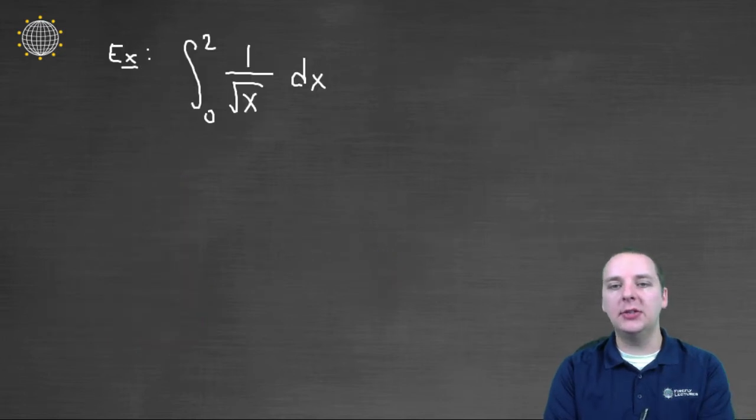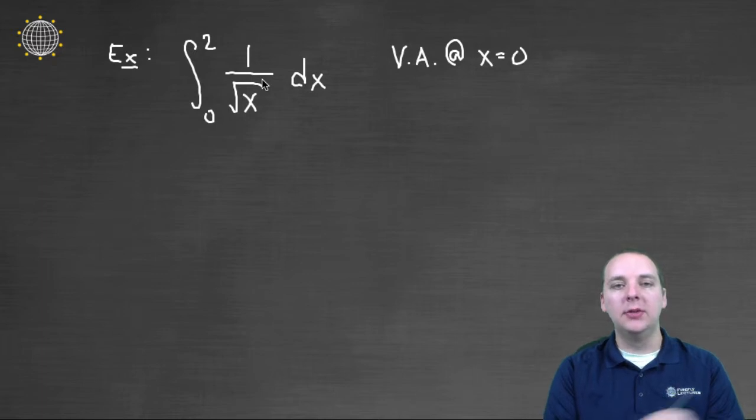So let's try an example. Here we go. Let's say we have the integral from 0 up to 2 of 1 over the square root of x. Now we can already tell we have a vertical asymptote at x equals 0, because that would give you division by 0 right here. So if the asymptote is happening at 0, if this is where the problem lies, then we're going to modify this integral.